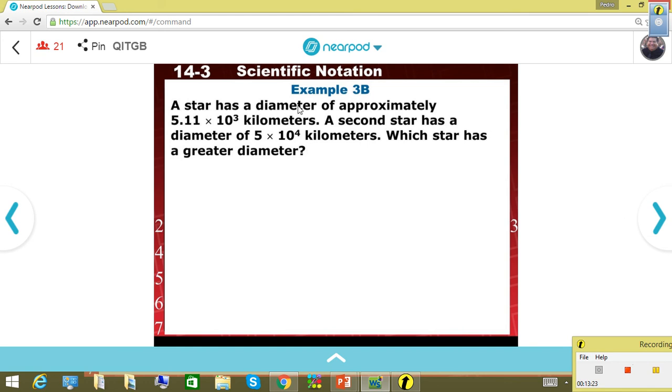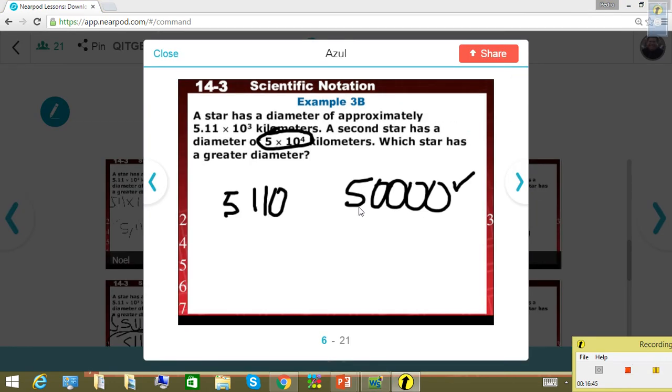Look at this one. It says, a star has a diameter of approximately 5.11 times 10 to the 3rd kilometers, and a second star has a diameter of 5 times 10 to the 4th kilometers. Which star has a greater diameter? Which star is bigger? So figure that one out. Copy that. Do that one by yourself. All right, so the correct answer was the second one. Everybody got it?